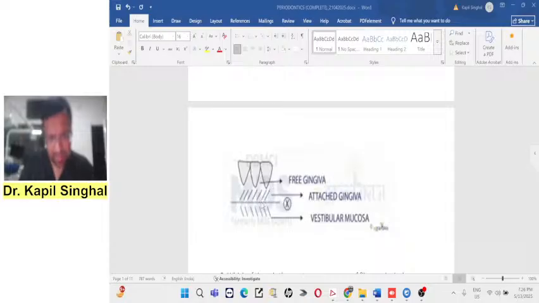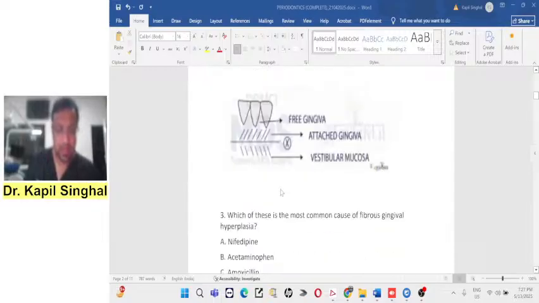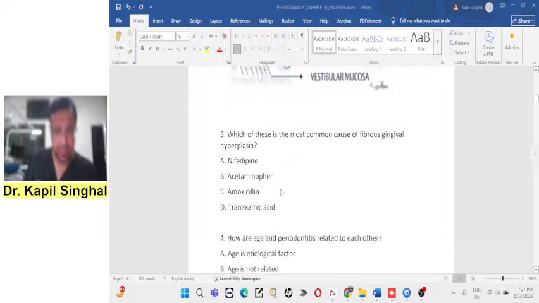So just below the attached gingiva there is alveolar mucosa. There must be one option as alveolar mucosa, and the answer here would be alveolar mucosa. If this cross would have been between the free gingiva and the attached gingiva, somewhere here, that would have been the mucogingival junction. So the answer here should be alveolar mucosa. I don't have options here, but this should be alveolar mucosa. Okay.